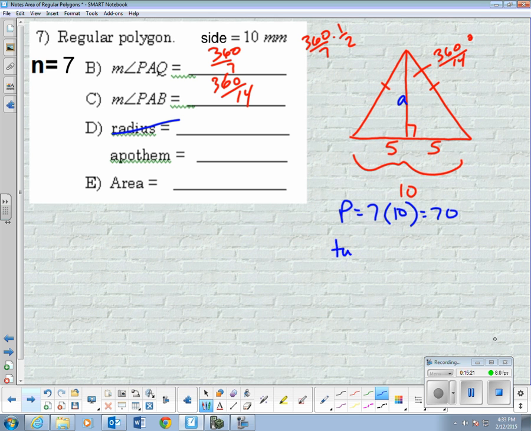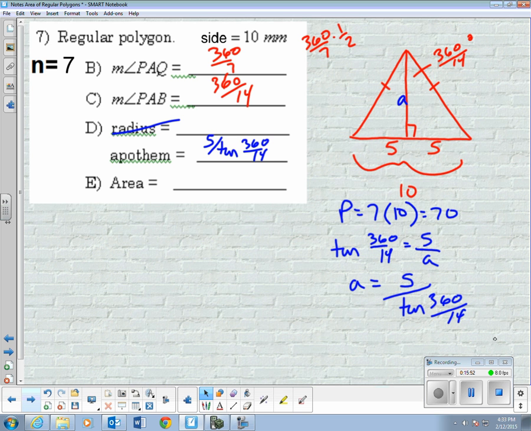So that means I'm going to have the tangent of 360 over 14 equals opposite, which is 5 over adjacent, which is A. So remember that I can interchange the extremes here. So I get my apothem is equal to 5 divided by the tangent of 360 over 14. So over here, I can even write in apothem as 5 divided by the tangent of 360 over 14. All right. So now we got to work our problem out. We got to finish it up here.